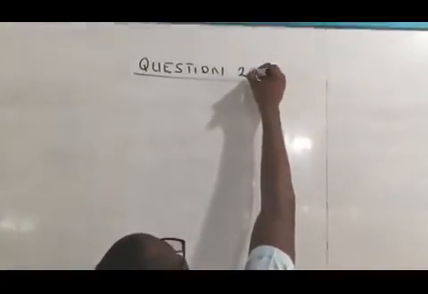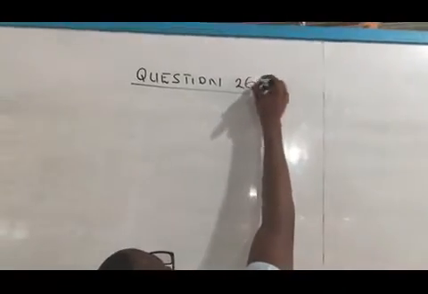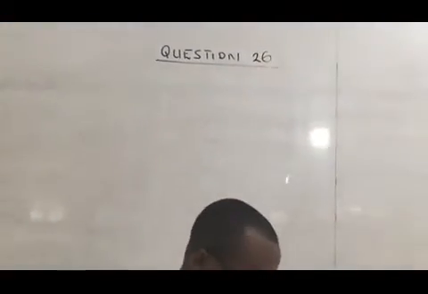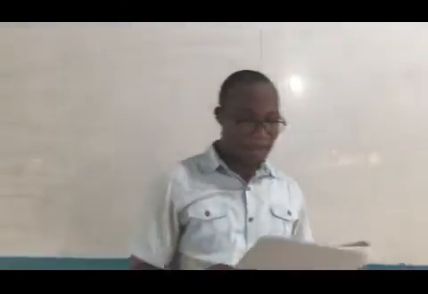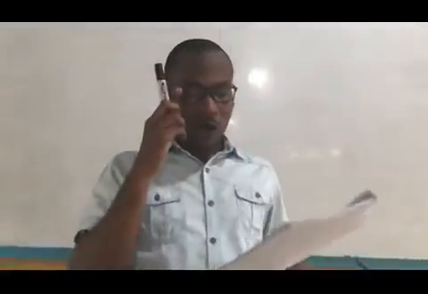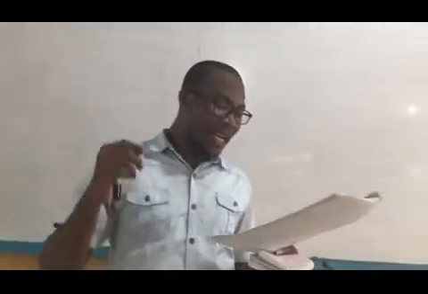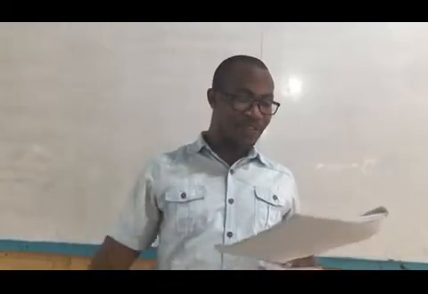Our next question is question 26. This is a question under the skin, the mammalian skin or the human skin. The question says, figure 4 below illustrates a vertical section of the human skin under two different environmental conditions, A and B.